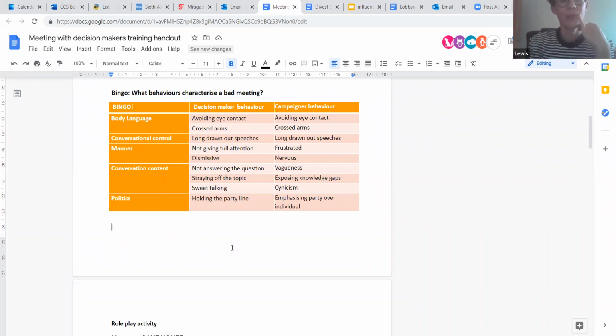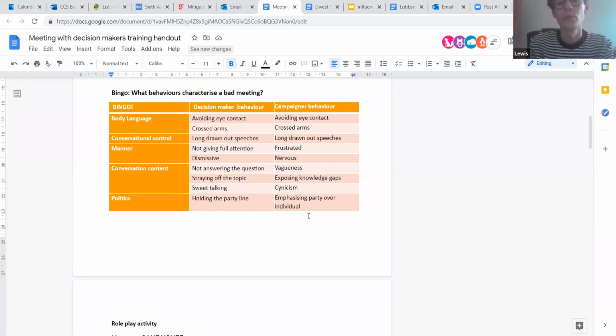And then finally, politics. They may, as has been discussed, try and hold the party line. They may just try and say, oh, well, this isn't what the party policy is, so I can't do anything. In which case you need to try and draw it back into that more personal place. You need to say, well, I'm interested in what you want to do as an individual and as my representative, and try and avoid them sticking to this hold the party line thing, which is a way of avoiding actually giving a stance on anything. So trying to take it out of that place.